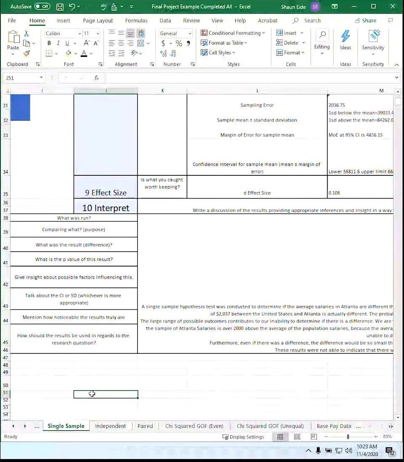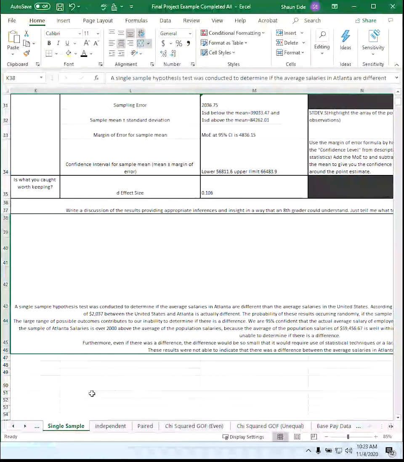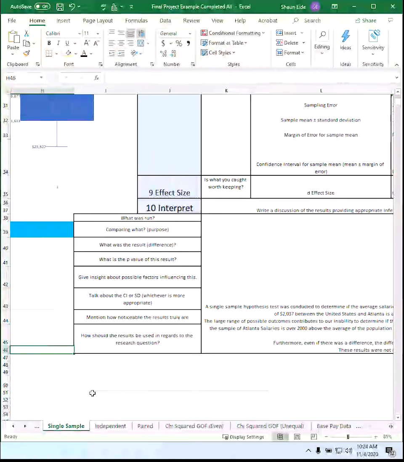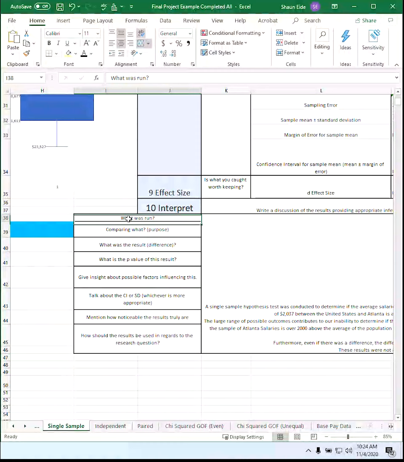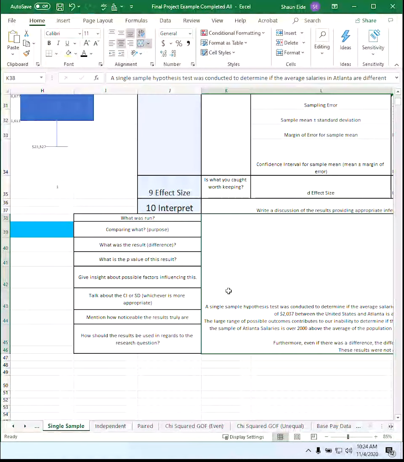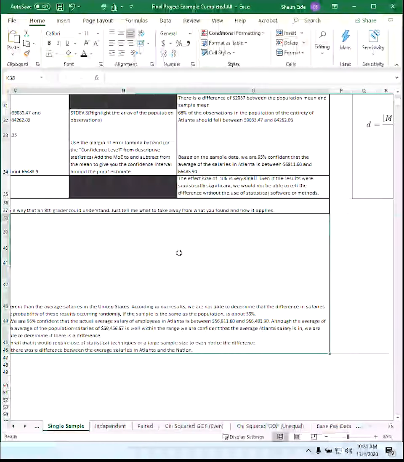So the whole point of this is you need to be able to have a narrative of what it is that you just did. Tell me, what did you do in a paragraph? And is it something that I should actually even care about? And so you follow this just step by step, okay? So it says, what was run?